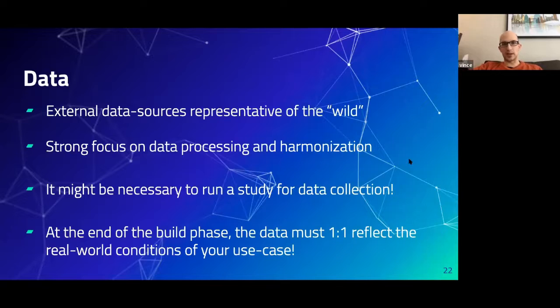Importantly, depending on your clinical need, data collection could mean that you actually need to run a study just for data collection. Do not confuse this study with a study to validate your product later. In the worst case, and this contributes to the long time of build, you might need to run at least two studies over the course of several years. This is a very big challenge for products like this. At the end of the build phase, your data must one-to-one reflect the real-world conditions of the use cases, basically the summary of this slide.